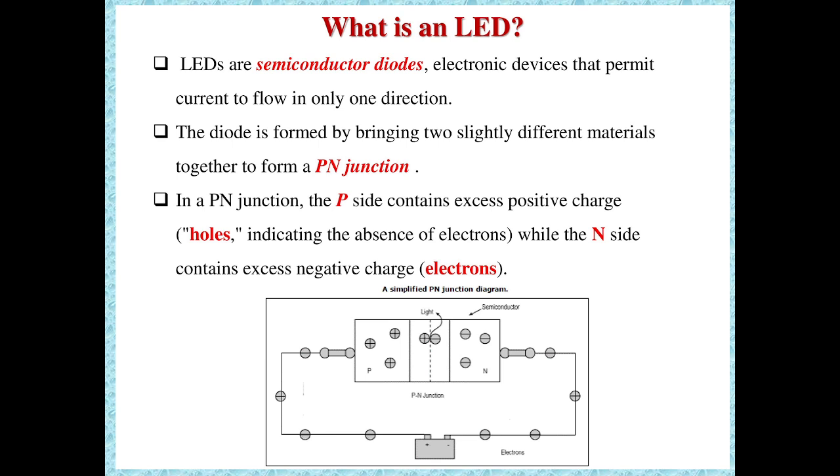What is an LED? LEDs are semiconductor diodes, electronic devices that permit current to flow in only one direction. The diode is formed by bringing two slightly different materials together to form a PN junction. In the PN junction, the P side contains excess positive charge, holes indicating the absence of electrons, while the N side contains excess negative charge. This is the diagram which clearly explains it. It is a forward biased one.